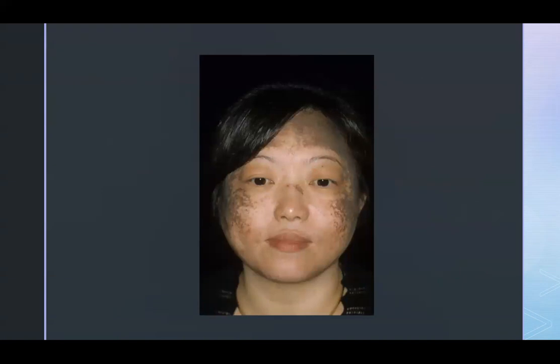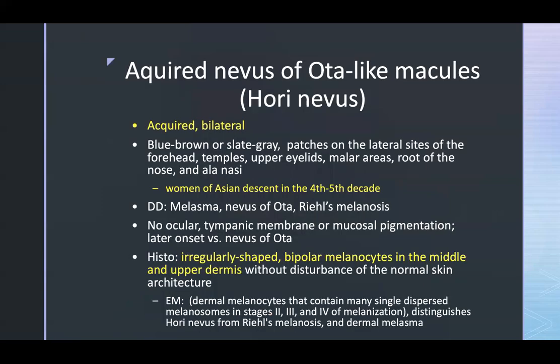Here is an example of a bilateral pigmented lesion that's very similar to Nevus of Ota. However, it's known as acquired Nevus of Ota-like macules, or Hori nevus. These are blue to brown slate gray patches on the lateral sides of the forehead, the temples, the upper eyelids, as well as the malar areas and the roots of the nose and the ala nasi. Women of Asian descent in the 4th and 5th decade are the ones that typically get this.